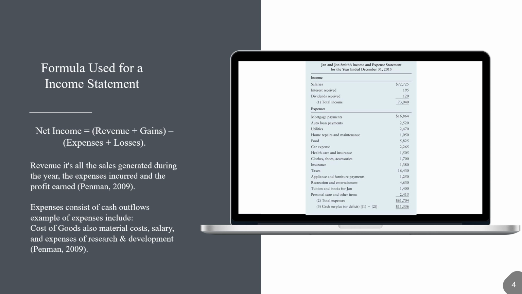Revenue is all the sales generated during the year. The expense is incurred and the profit earned. Expense consists of cash outflows. Examples of expense include cost of goods, materials cost, salary, and expense for research and development.